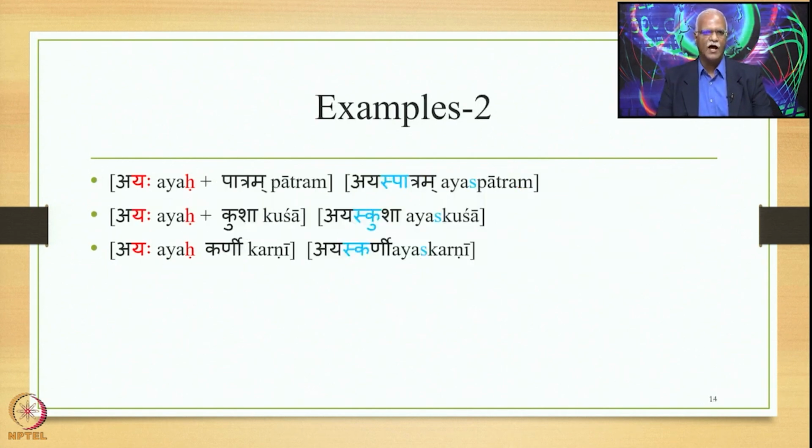Similarly, we have ayaha plus patram, and the output generated is ayaspatram, and ayaha plus kusha, and the output generated is ayaskusha. Finally, ayaha plus karni, and the output generated is ayaskarni.